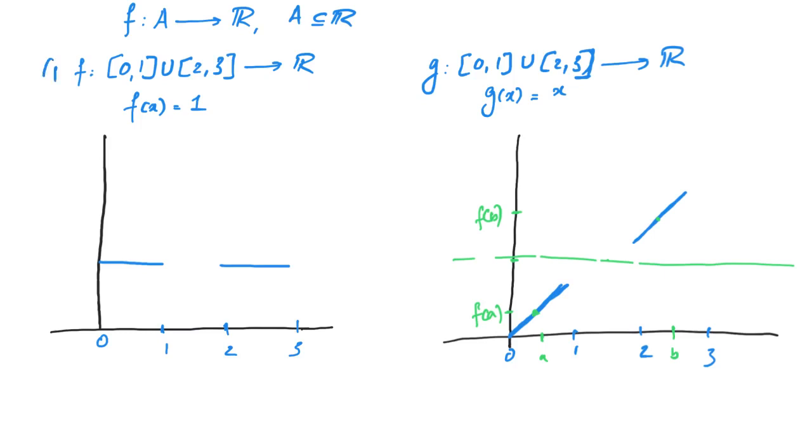Just to illustrate that these gaps can be even more complicated, let us look at a third example of a function that violates the intermediate value property and Euler's condition. But ideally it should not. So let us look at the function f from Q to R such that f of x equals x.